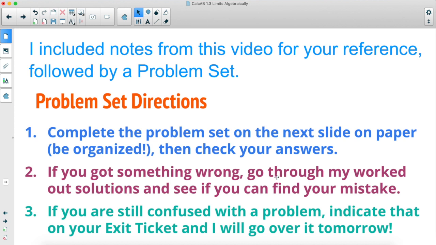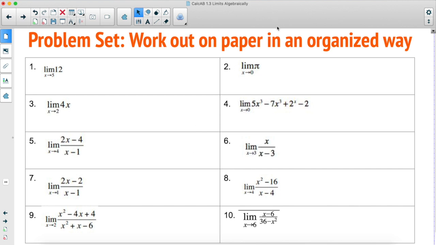If you got something wrong, go through my worked out solutions and see if you can find your mistake, or maybe I made a mistake and you can let me know. And if you're still confused with the problem, indicate that on your exit ticket and I'll go over it tomorrow, just so we're all super clear on this. Okay, so this is what the problem set looks like. Go ahead and get there in your pod.